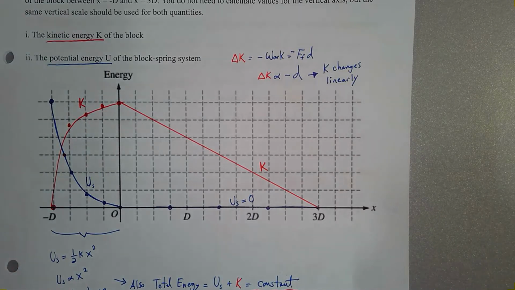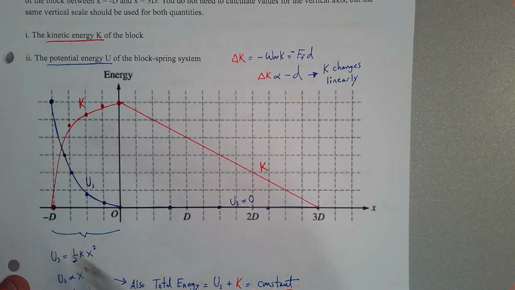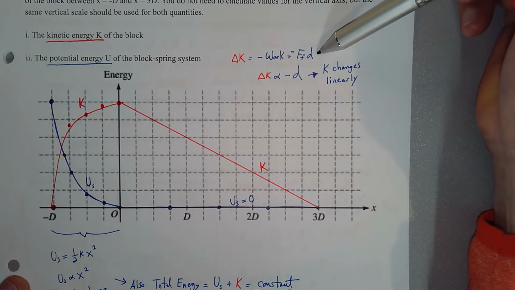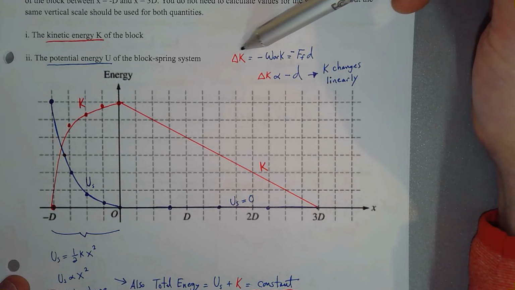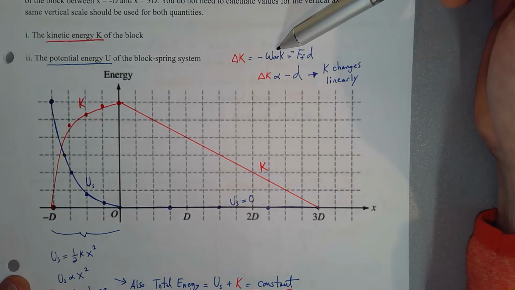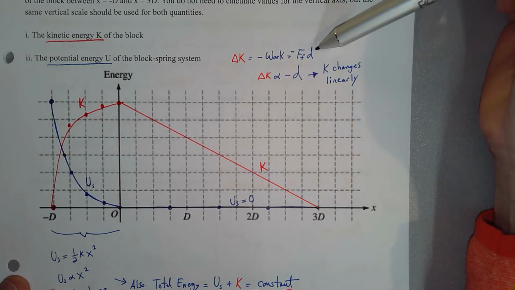Now, the question is, what's the shape? We answered that question for spring potential energy here. Well, how do we figure that out? We had to identify a relationship, some kind of equation that told us the relationship between spring potential energy and position. Well, we can do that for kinetic energy and position. And that comes from understanding that the kinetic energy will change by the amount of the work that is being done. And the amount of work that's being done is equal to the frictional force, which is constant throughout the sliding, times the distance.